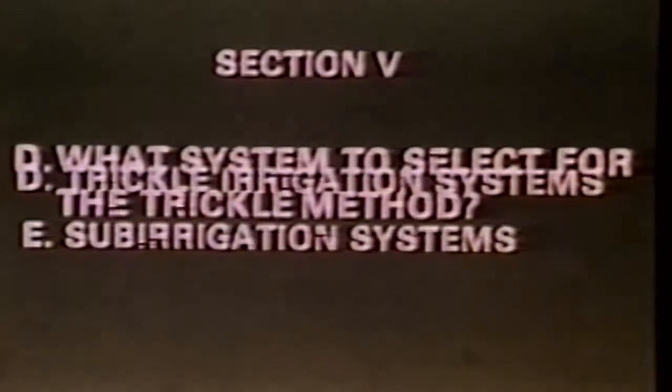There are 2 more types of irrigation systems to consider. They are trickle and sub-irrigation. If the farmer decides that the trickle method of irrigating is best suited to the farm operation, the next step is to select a specific type of trickle system. This section explains how each type works and what criteria must be considered in making the proper selection.